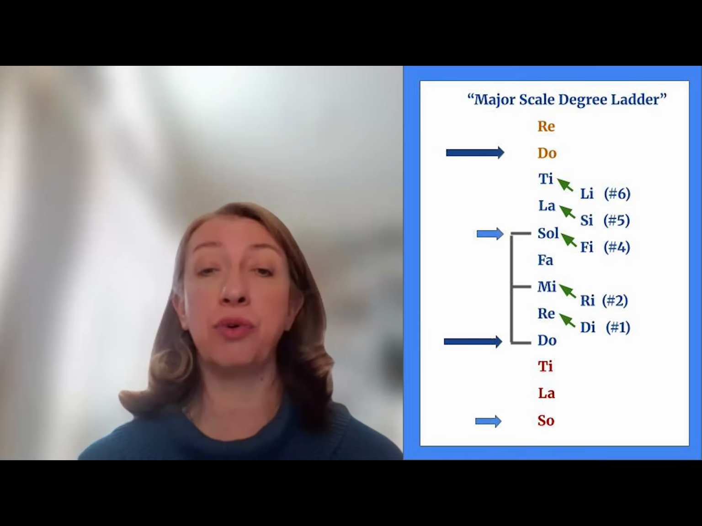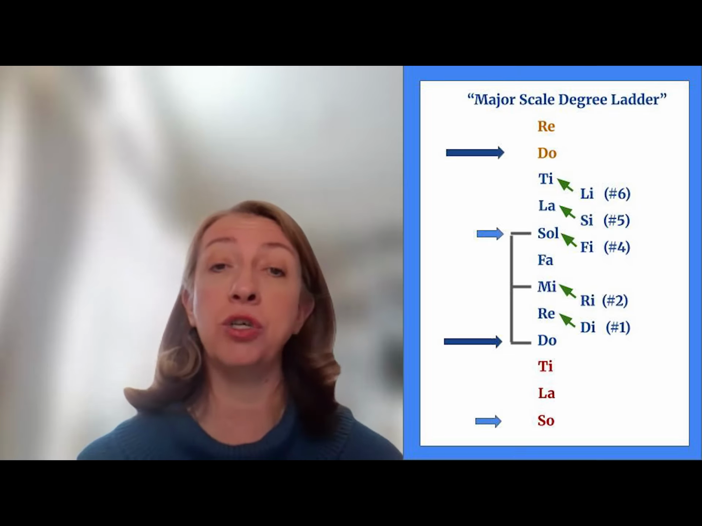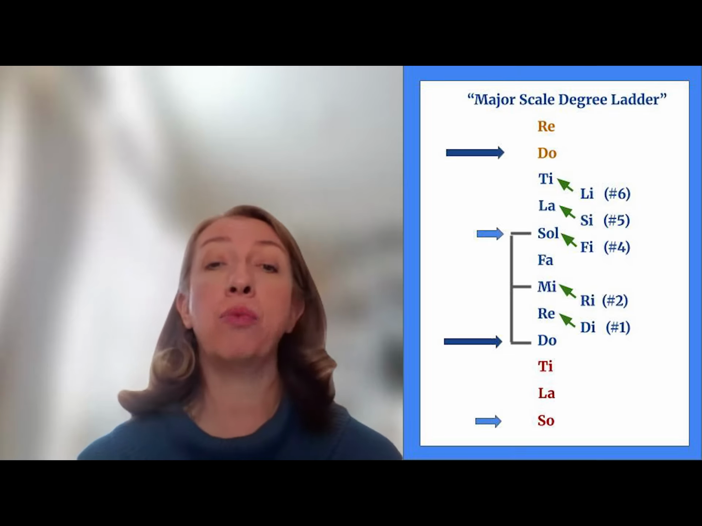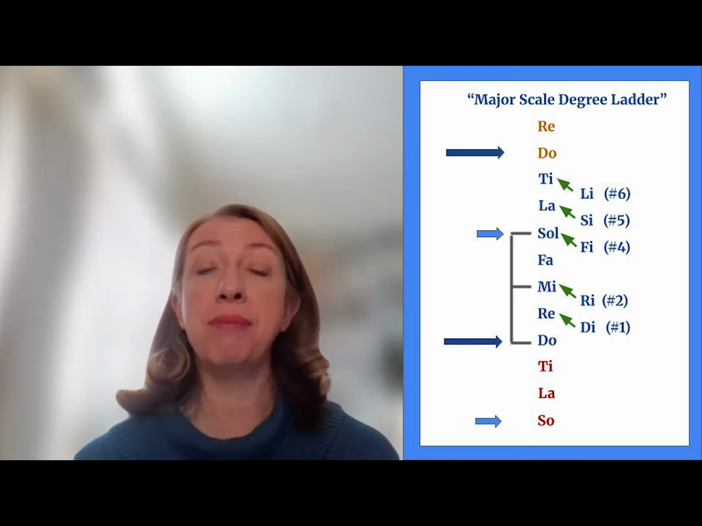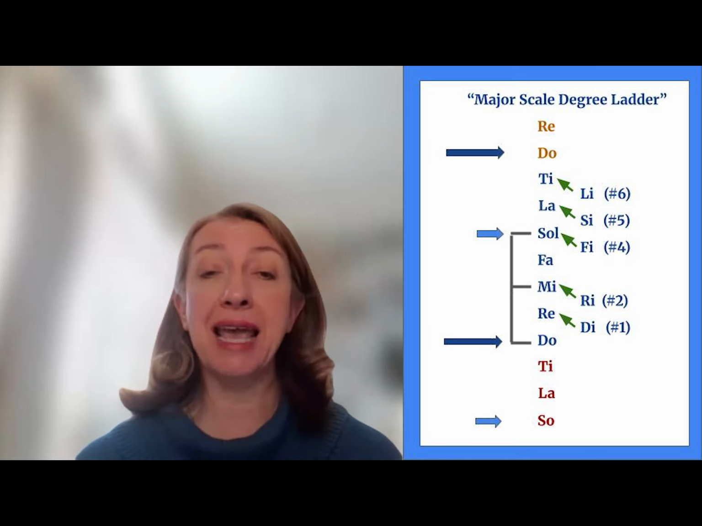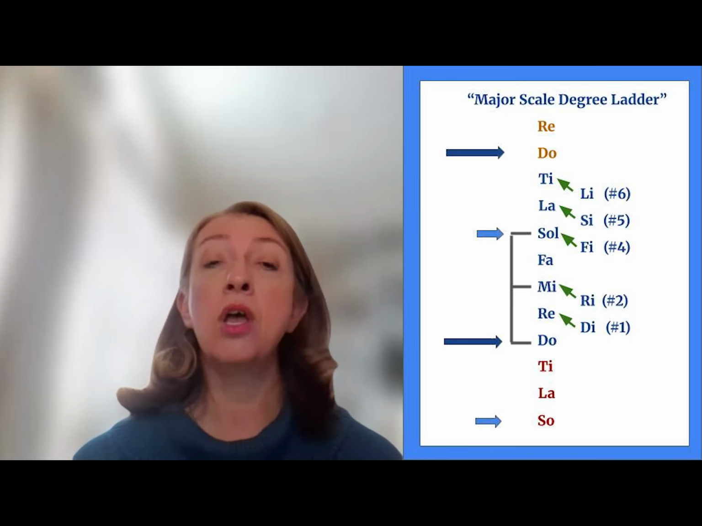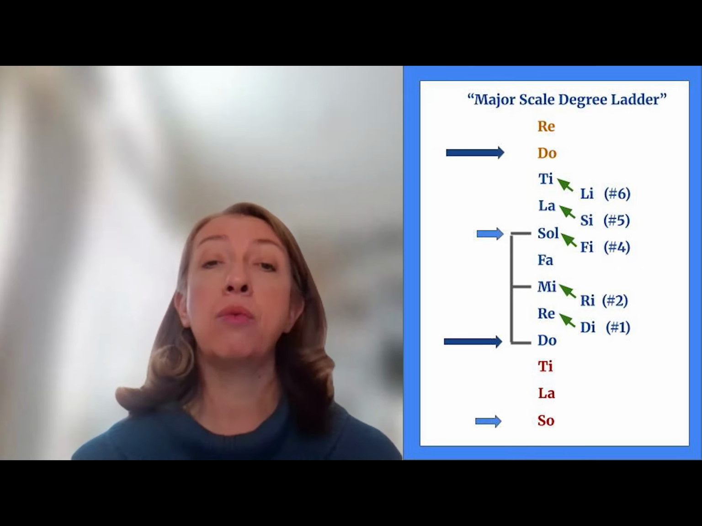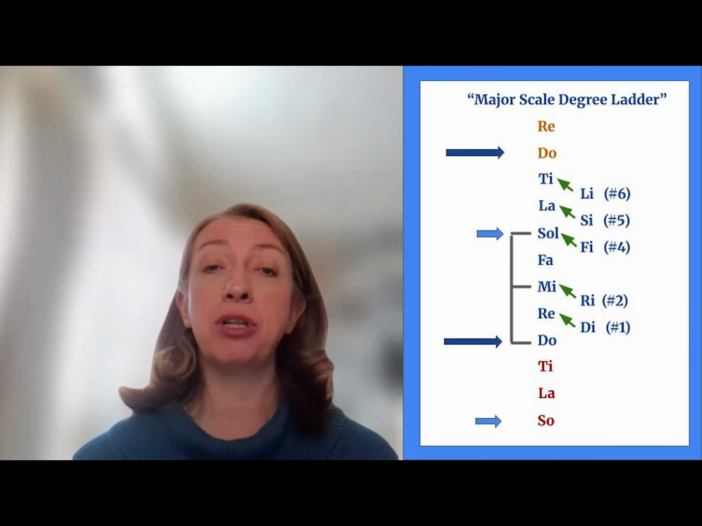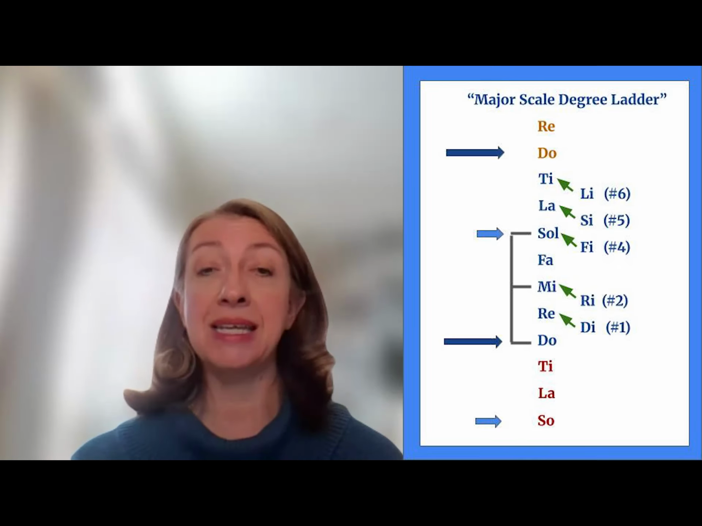So raised scale degree 1 is the syllable di, and it wants to resolve to scale degree 2, which is re. We encounter raised scale degree 2 with the syllable ri, which wants to resolve up to mi. We encounter raised scale degree 4, which is the syllable fi and wants to resolve to so. We hear raised scale degree 5, we give it that syllable si, and that wants to resolve up to la. Raised scale degree 6 is the syllable li, and it wants to resolve up to scale degree 7, which is ti.